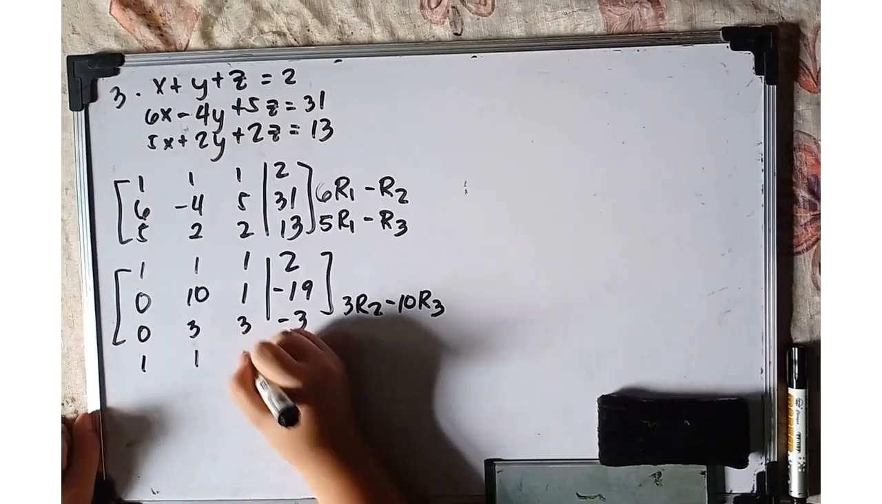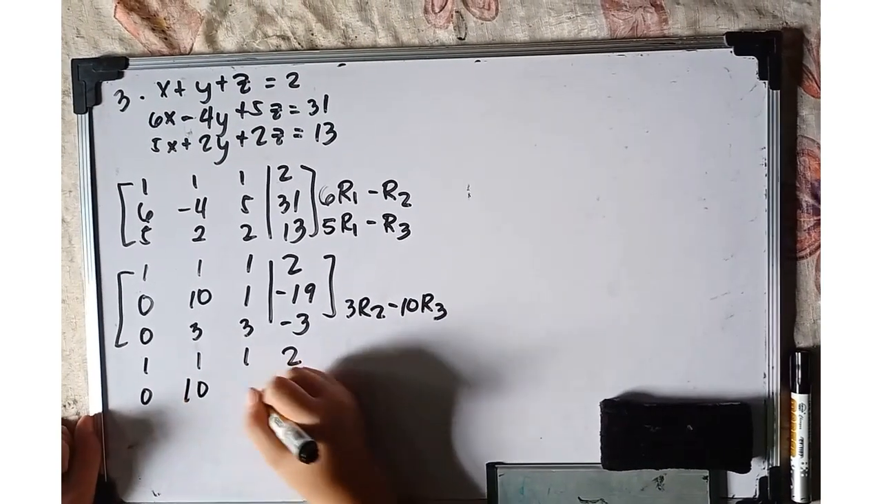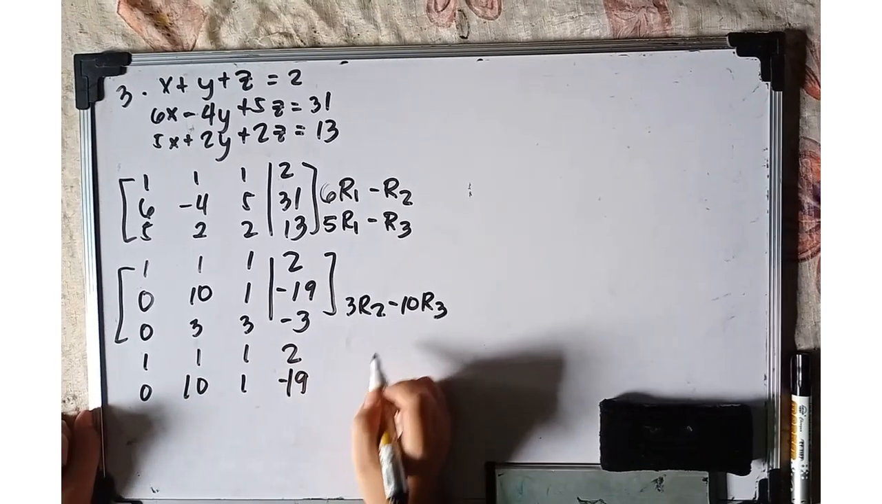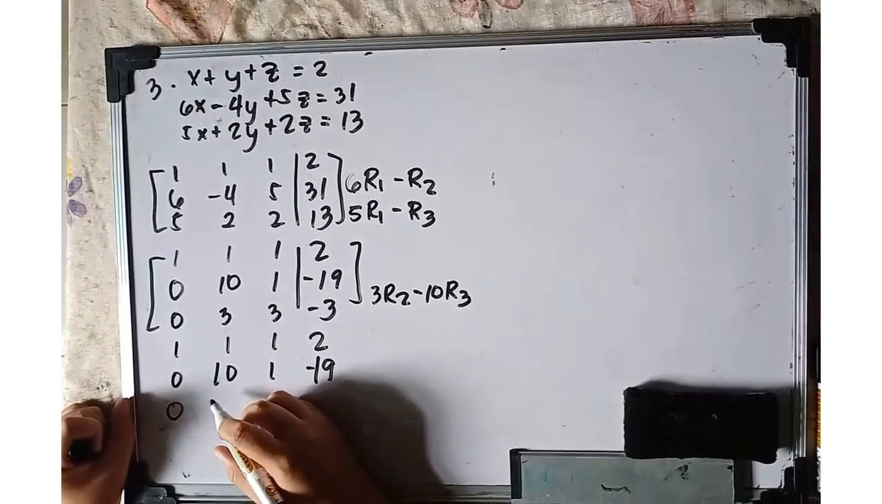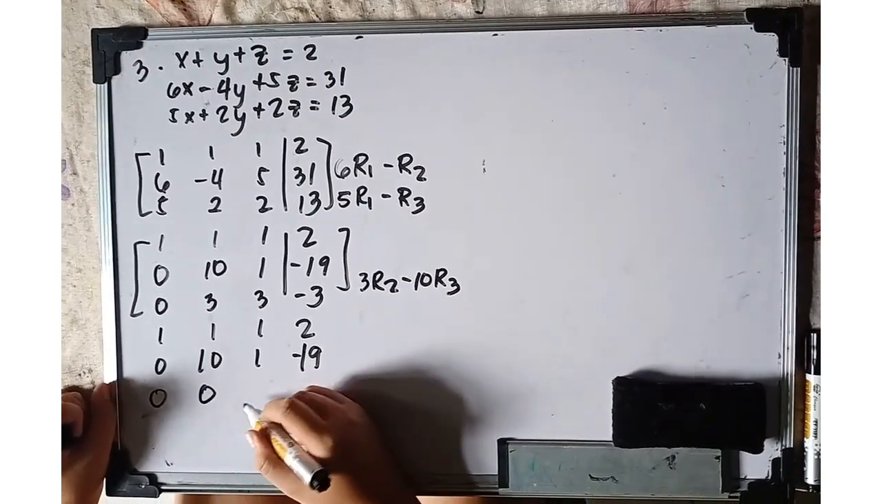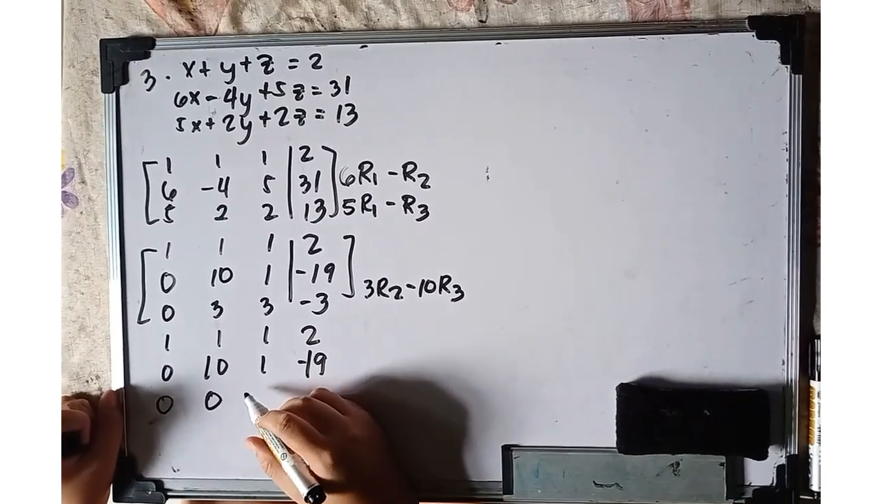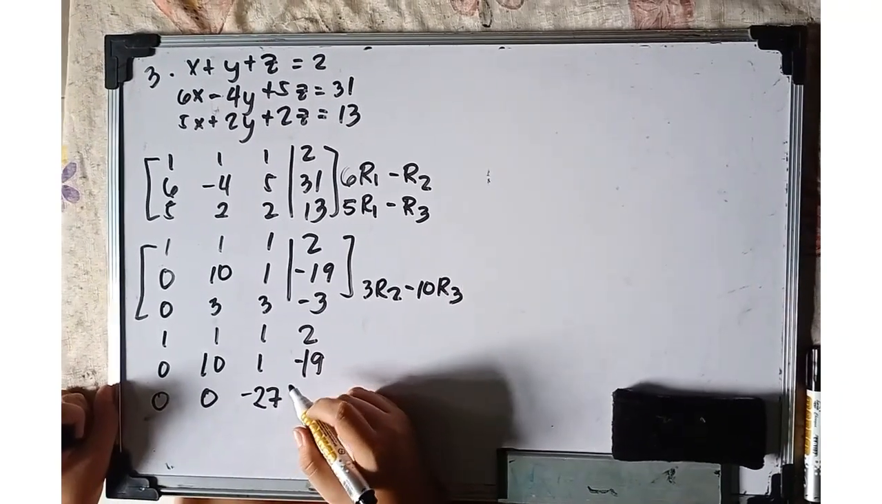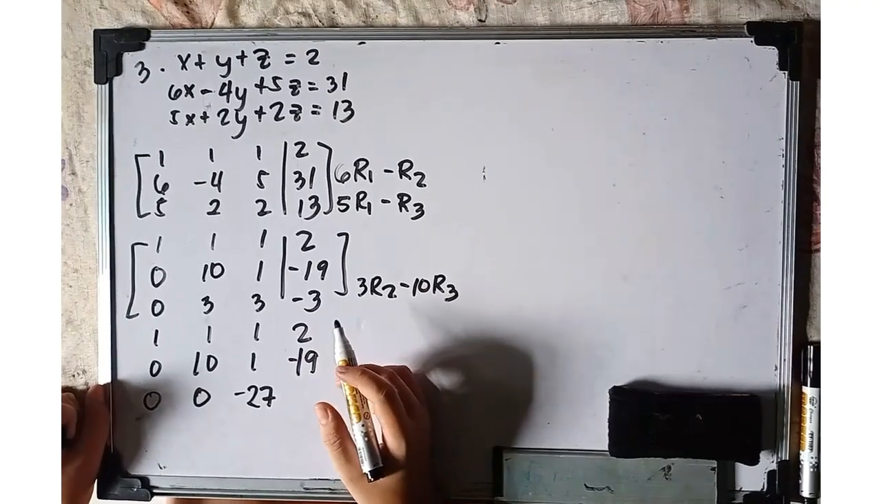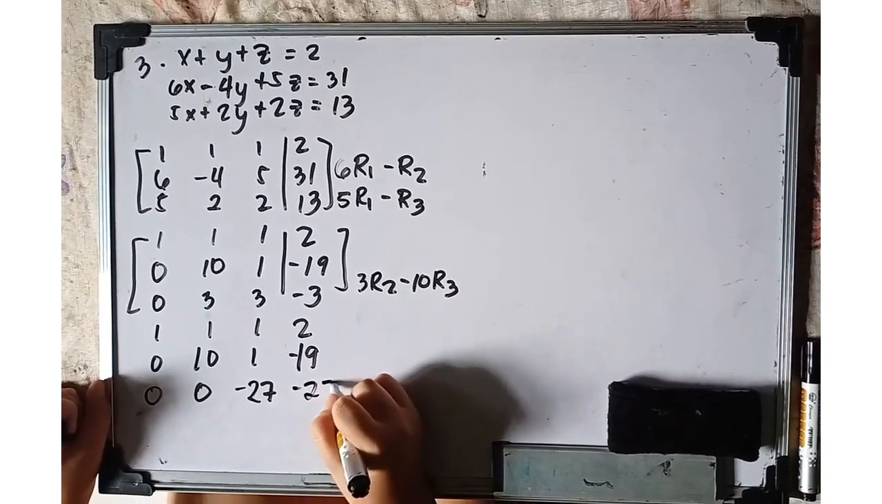So copy 1, 1, 1, 2, 0, 10, 1, -19. So 3 times 0 is 0, minus 10 times 0 is 0. 3 times 10 is 30, minus 10 times 3 is 0. 3 times 1 is 3, minus 10 times 3 is 30, which equals -27. 3 times -19 minus 10 times -3 equals -27.